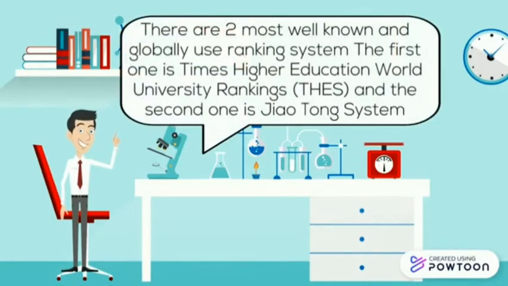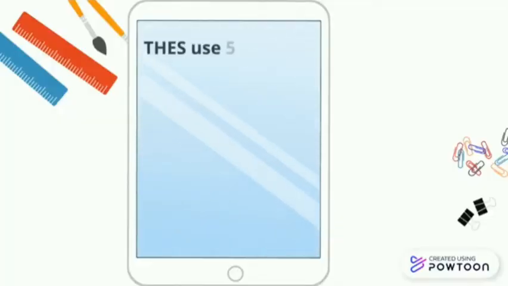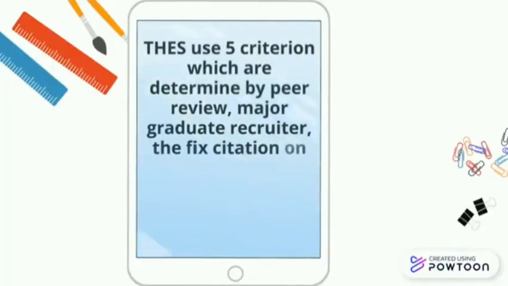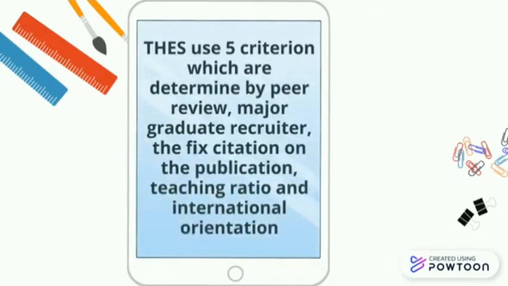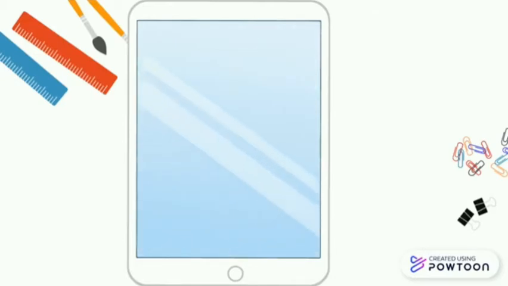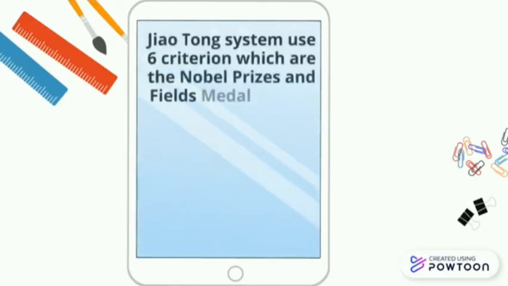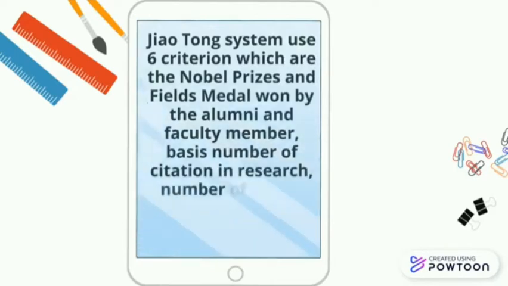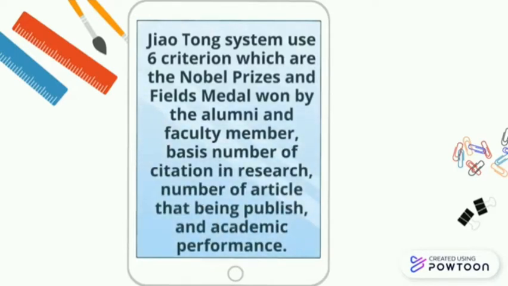There are two of the most well-known and globally used ranking systems. The first one is the Times Higher Education World University Ranking, and the second one is the Jiao Tong system. THE uses 5 criteria, which are determined by peer review, major graduate recruiters, the citations on the publications, teaching ratio, and international orientation. The Jiao Tong system uses 6 criteria, which are the Nobel Prizes and Field Medals won by the alumni and faculty members, the number of citations in the research, the number of articles that have been published, and academic performance.